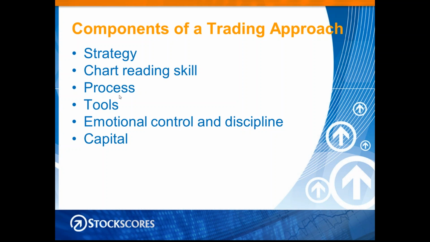We also need process. We need a step-by-step process to know what to do and when. It's not enough to say, I'm going to buy stocks that are breaking from ascending triangles, but what is the process that you are going to do to find those stocks on time, not find them a month too late, not find them after everybody already knows about it, but find them early in the trend. And the process really ultimately requires some tools.